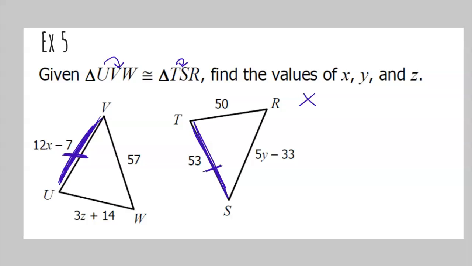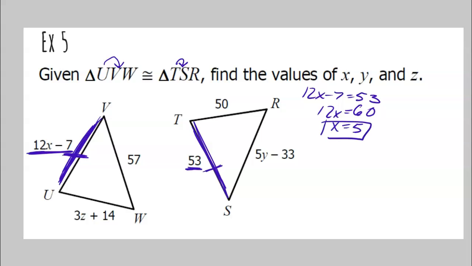So if we already know that piece of information, we can set up our equation as 12x minus 7 equals 53. So I'm going to go ahead and do that over here. So 12x minus 7 equals 53. So we have 53 plus 7, which would give us 60. And then divide by 12, which would give us x equals 5. All right, what I'd like you to do right now is pause the video and try to solve for z and y. I will come back here in a moment.